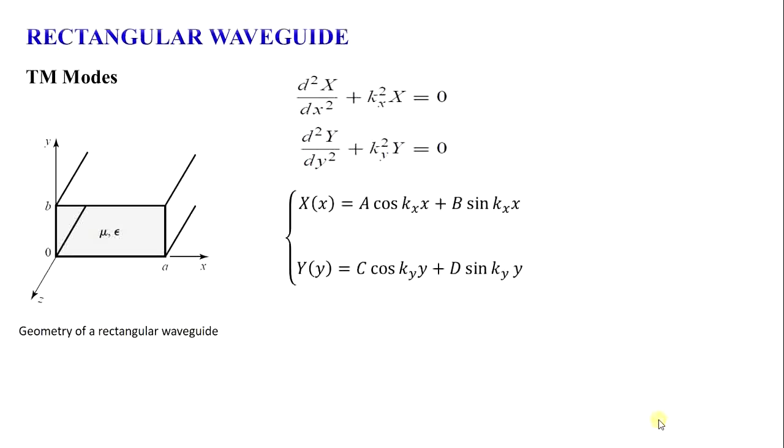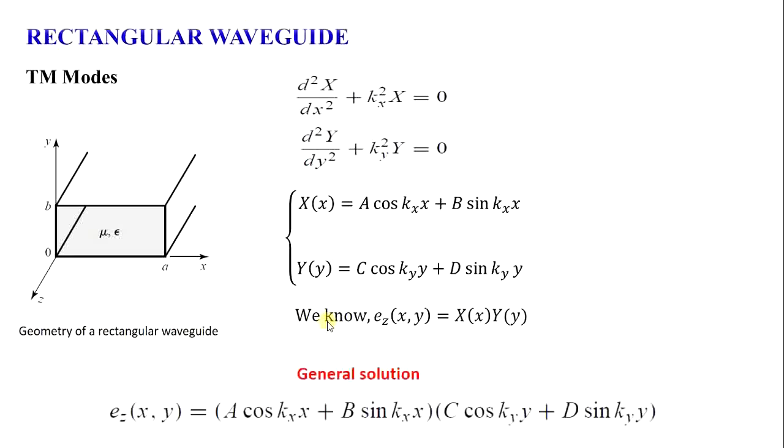Now we have these two differential equations, and if we solve them, we will get X(x) and Y(y) as earlier we have solved, that is A cos kx x plus B sin kx x, and Y(y) equal to C cos ky y plus D sin ky y. We know Ez, which is a function of x and y, is equal to X(x)Y(y). If we put this value, we will get the general solution of Ez(x,y) equal to (A cos kx x plus B sin kx x) into (C cos ky y plus D sin ky y). Here A, B, C, D are the constants and they can be found by applying the boundary conditions.